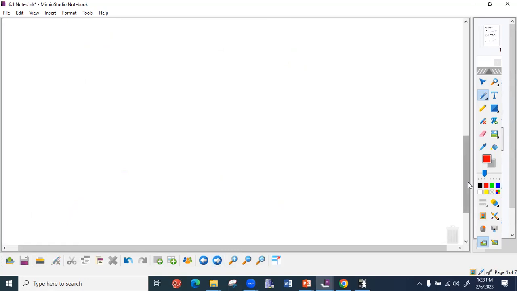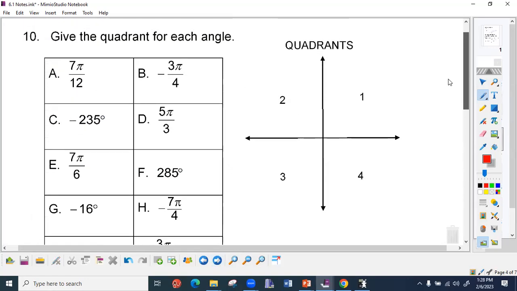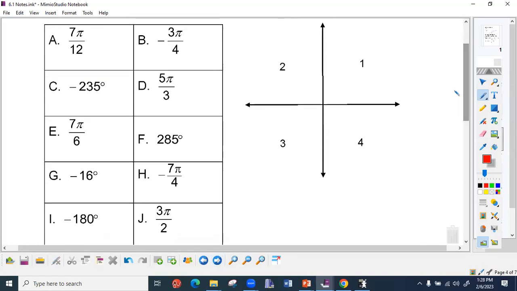Okay. So after doing what we just did, I want you at your table to go through and determine what quadrants you would draw these following angles in. So you're going to put a 1, a 2, a 3, or a 4 in the box. Okay. You got this, right, Terrence?